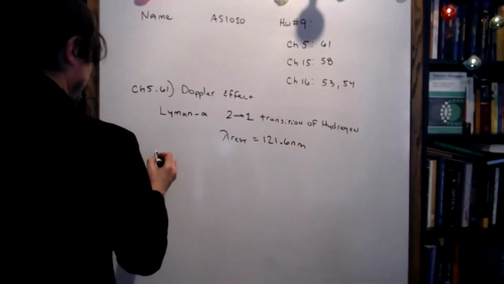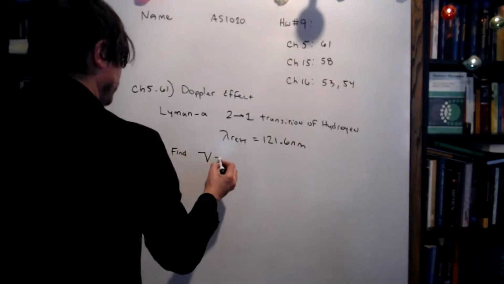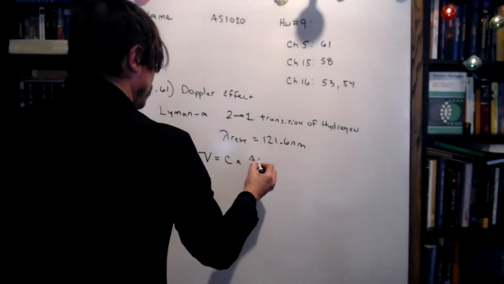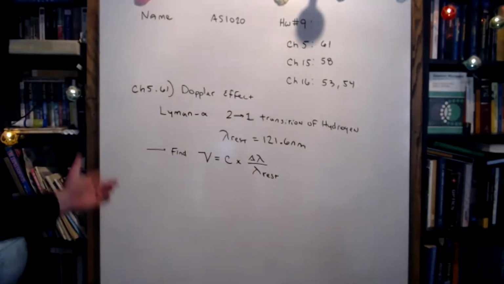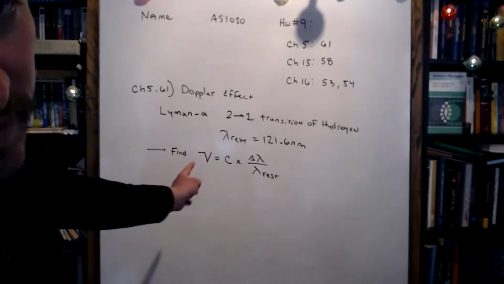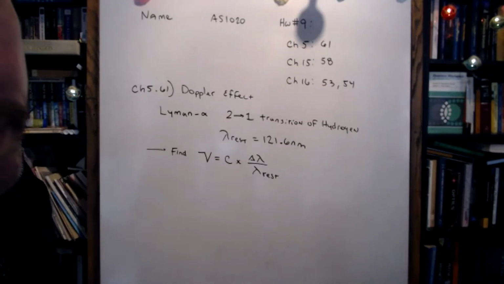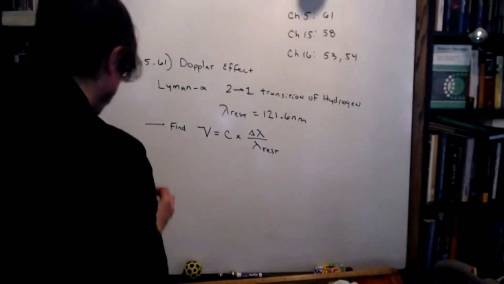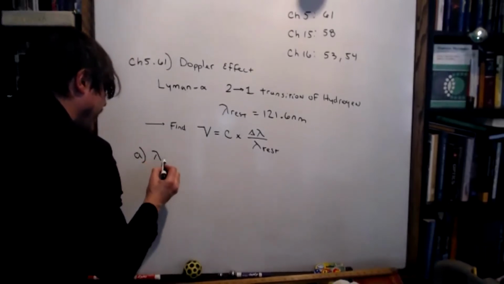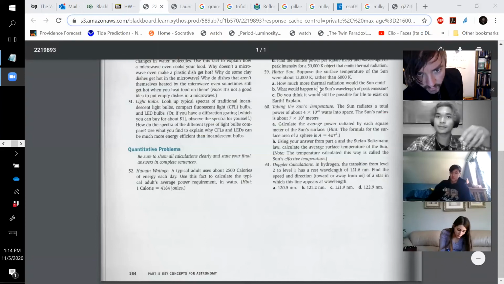And our goal, the mission, is to find the velocity of the star, which is found by the Doppler effect formula. The velocity of the star is the speed of light times the change in wavelength divided by the rest wavelength. Okay, so question A, we have an observed wavelength of, what was it? 120.5 nanometers.